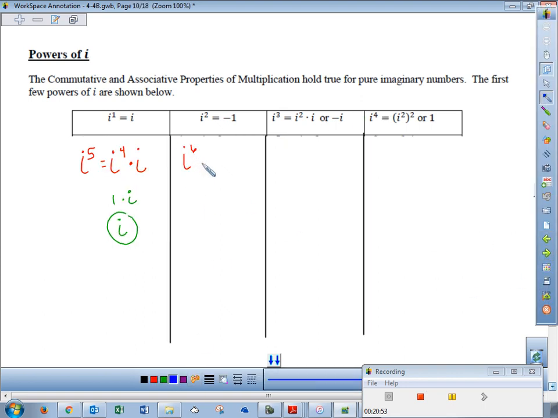I to the 6th, I want to break down to be I to the 4th times I squared. Y'all cool with that? How much is I to the 4th? 1. There's a chart here that you should probably be filling out on the back side. I to the 4th is 1.